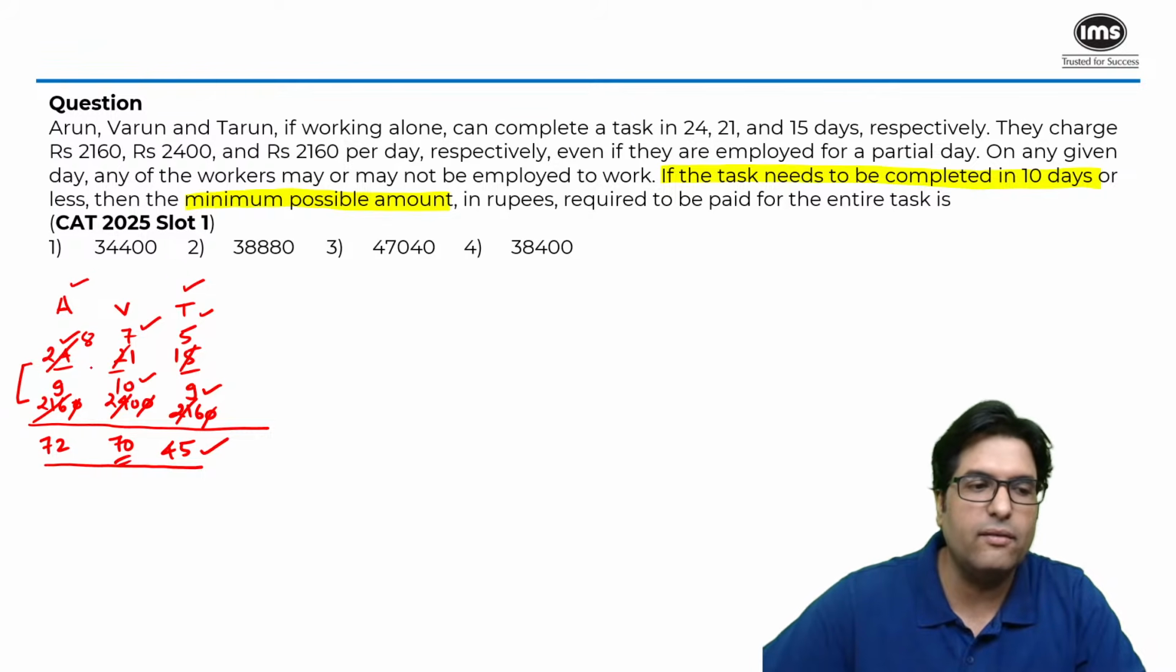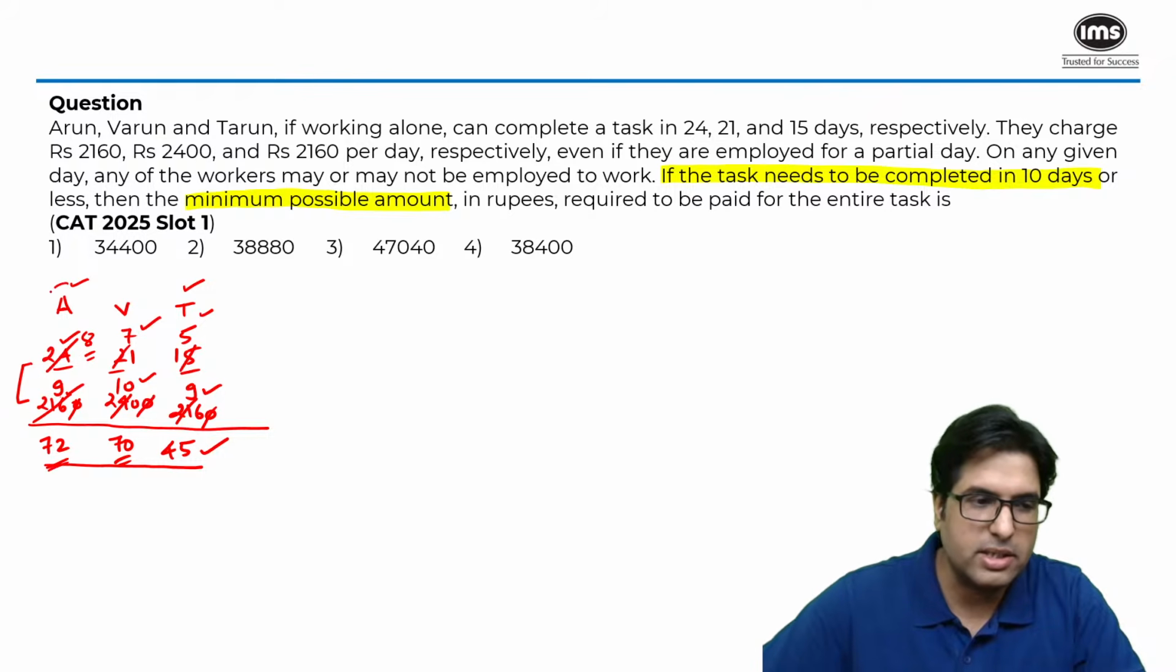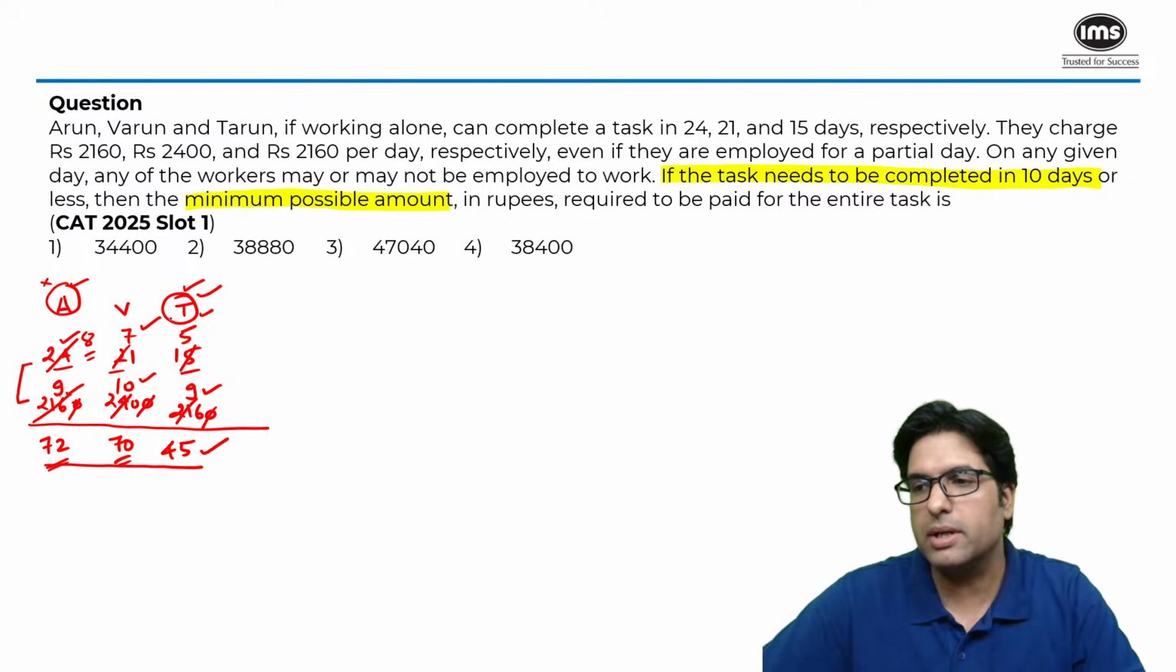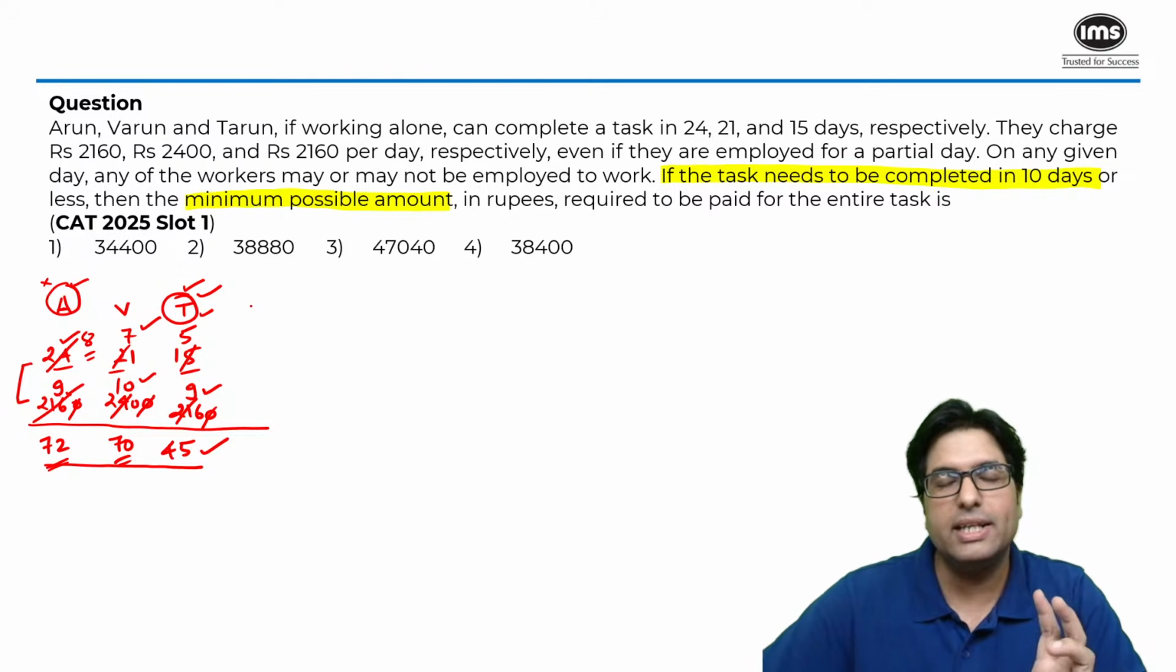Whereas Arun will work for 8 days and he'll charge me 9 rupees per day. So I'll have to pay him 72. So this person Arun is the costliest for me, and this person Tarun is the person who will probably take the least amount of money from me if I ask him to complete the piece of work alone. Now, I want to get this piece of work done in the least possible amount.